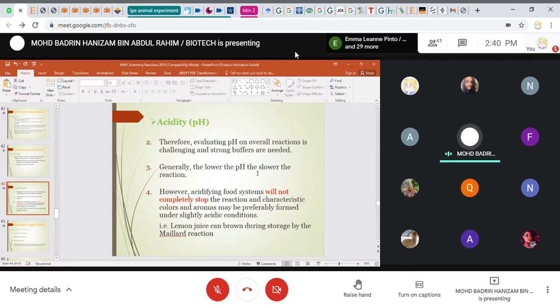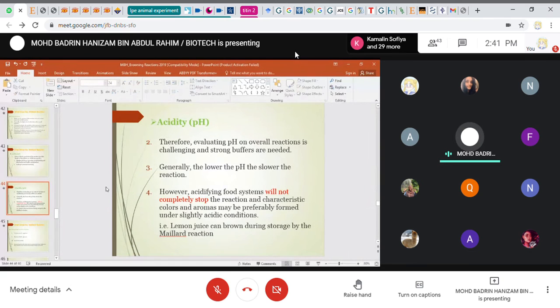If you want to have the Maillard reaction, you will have to avoid acidic pH. However, acidifying a food system will not completely stop the reaction, and characteristic colors and aromas may be preferably formed under slightly acidic conditions. For example, lemon juice can brown during storage by Maillard reaction.